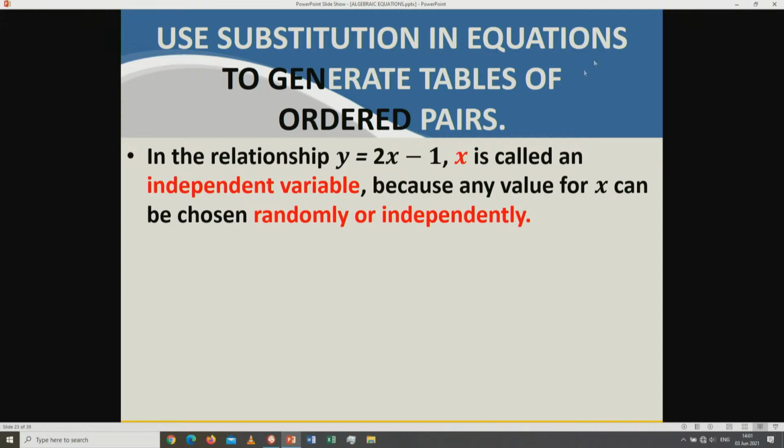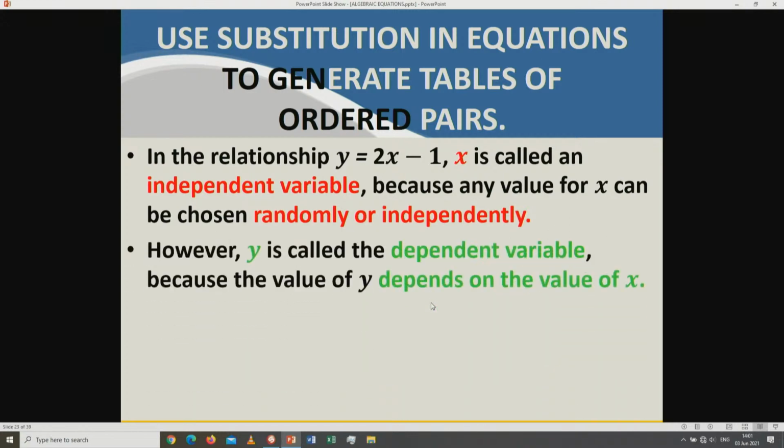When using substitution in equations to generate tables of ordered pairs, we need to note that in the relationship y is equal to 2x minus 1, x is called the independent variable. Why? Because any value of x can be chosen randomly or independently. And y is called the dependent variable because the value of y depends on the value of x.